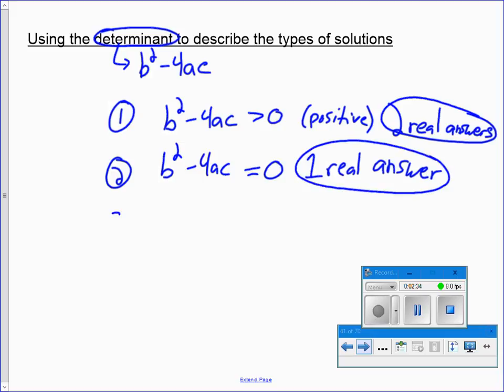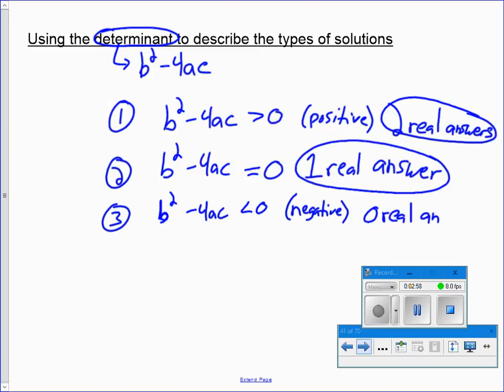The third case is what we're going to be talking about mostly in this video. We look at that number b squared minus 4ac, and it's actually less than 0. It's negative. That number's negative, we're going to have no real answers. Or that's the same thing as saying we're going to have two imaginary answers.